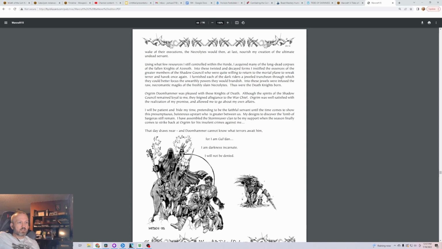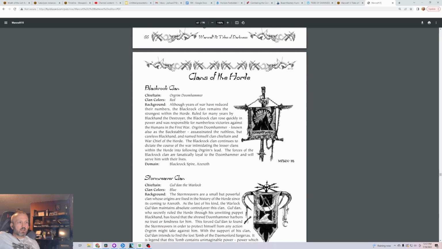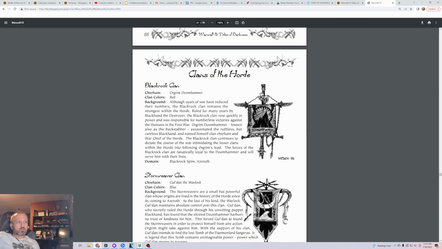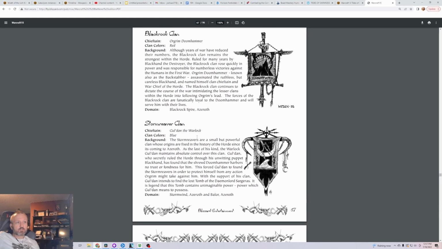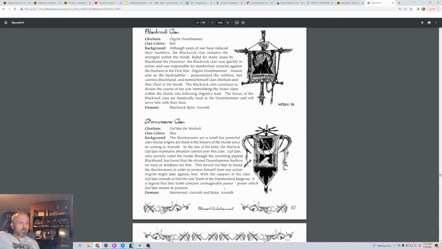Ew, look at the undead eating that knight. Okay, and I'm just going to look at the clans. We have the main clan, which is Blackrock, that is red, led by Orgrim. They stand at Blackrock Spire. We know about them. Stormreaver clan is blue, and that is Gul'dan's clan. They stay in the conquered Stormwind and in Balor, which is the island off of it.